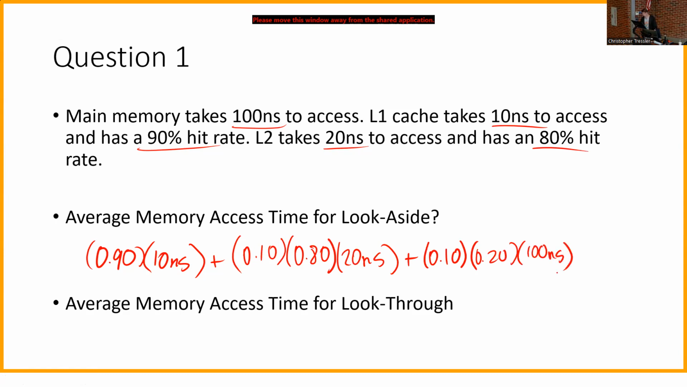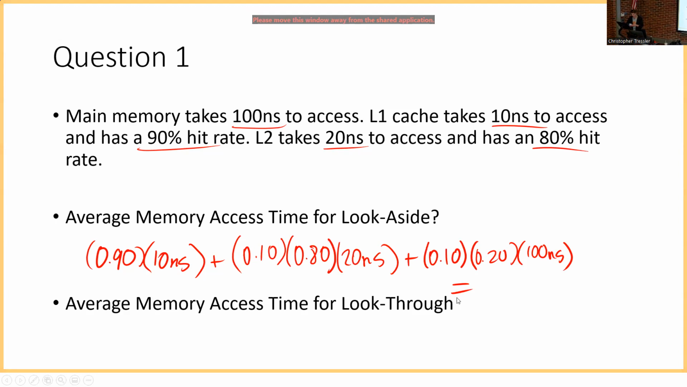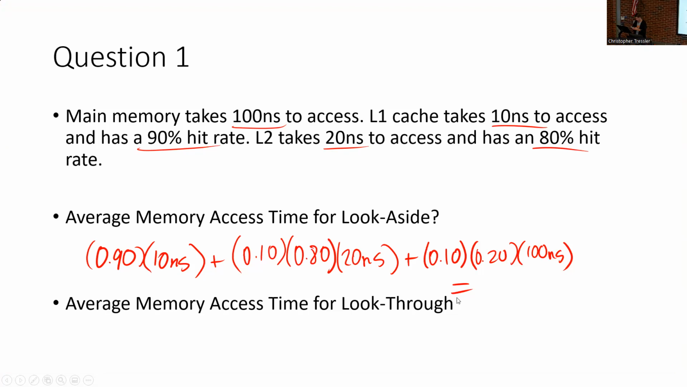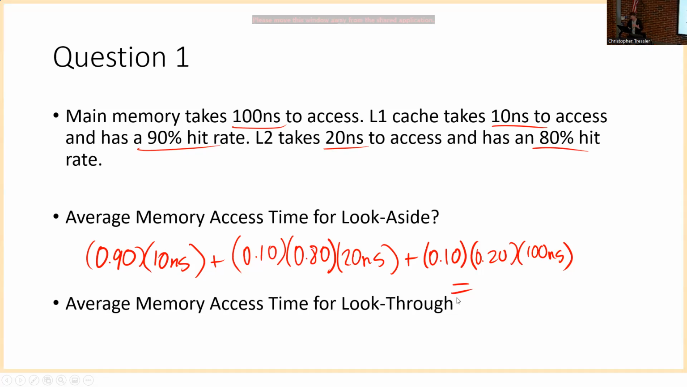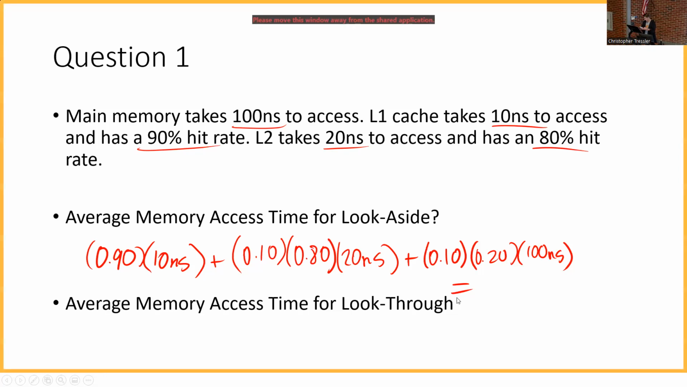Okay. So when we add this all up, we get 0.9 times 10, which is 9. Then we add 0.10 times 0.8 times 20, which is 1.6, added to that 9 makes 10.6. And then finally we add 0.10 times 0.2 times 100, and we get 12.6 nanoseconds. And that's the average memory access time.